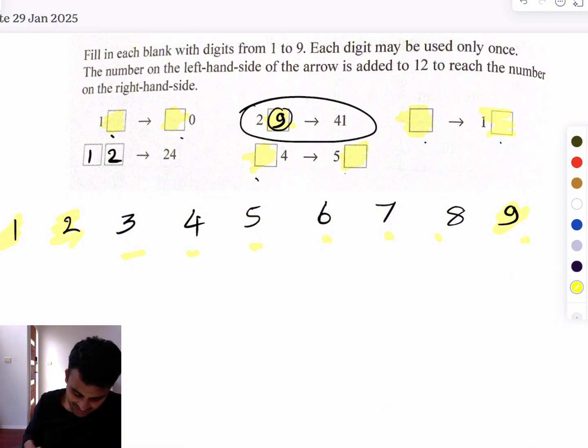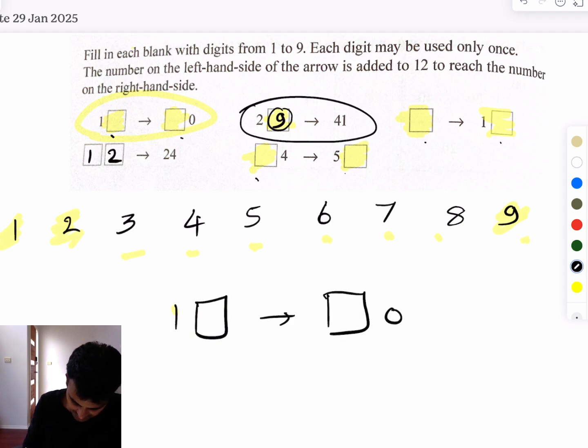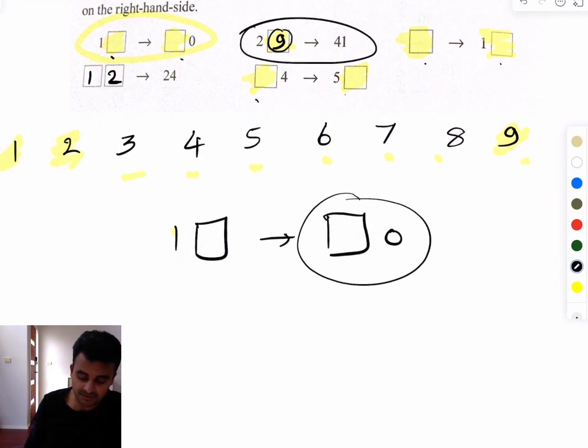Let's see which one of these is easy. I like this one more, and I'll explain why. Because it gives us box plus box equals box 0. This part of the problem narrows down our options a little bit, because that's something which ends with 0. See this? This ends with 0. That kind of constrains what can go into this box.